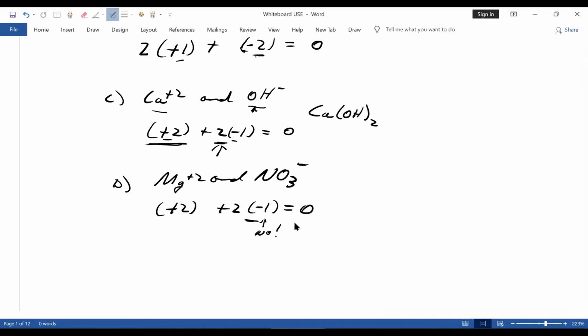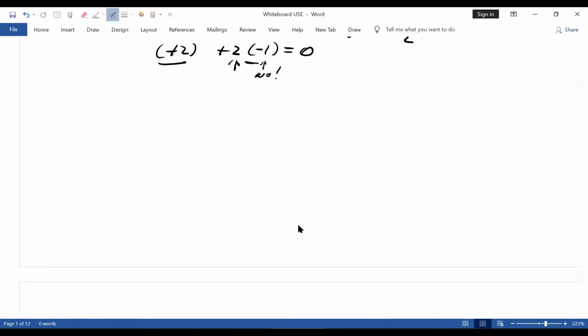Don't do that. How do we show this molecule? Well, there's 1 magnesium, and there's 2 nitrates, and therefore I'm going to put it in a bracket, and I'll put that right there. Oh, let's do one more of these. These are fun.